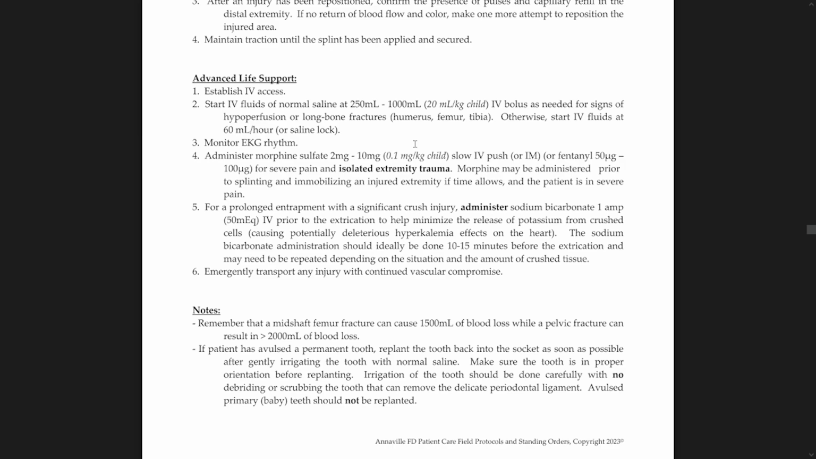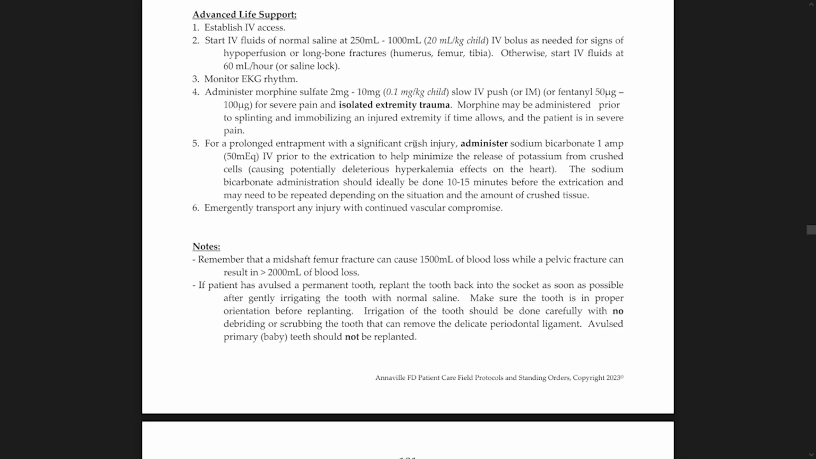Otherwise, start IV fluids at 60 mL per hour and establish a saline lock. Monitor a 12 lead. Administer morphine sulfate, 2 milligrams to 10 milligrams or 0.1 milligram per kilogram to a child with a slow IV push or intramuscularly, or fentanyl at 50 to 100 micrograms for severe pain and an isolated extremity trauma. Morphine may be administered prior to splinting and immobilizing an injured extremity if time allows and the patient is in severe pain.